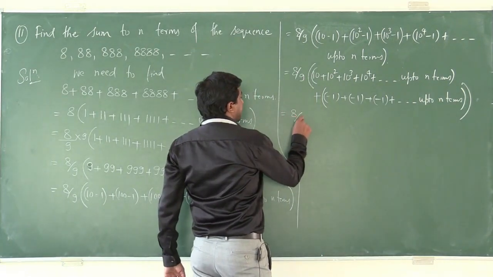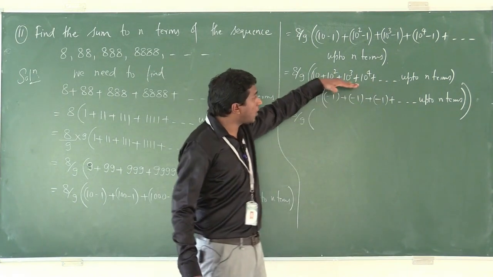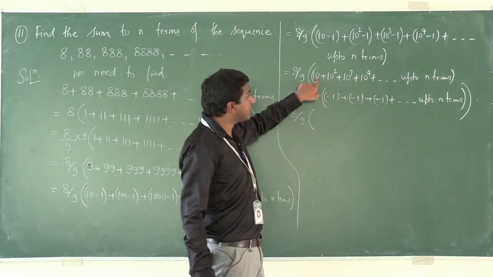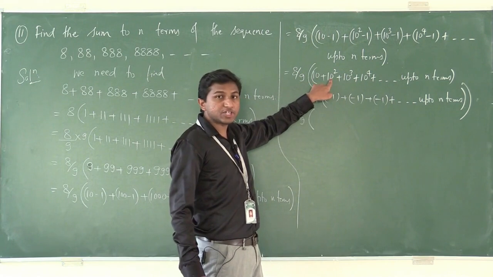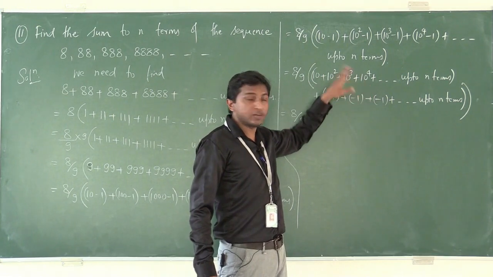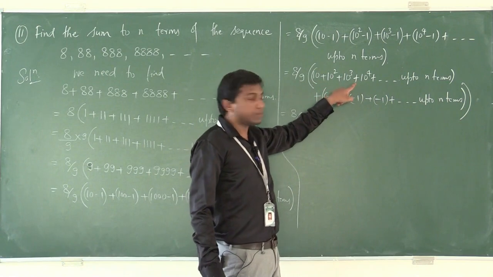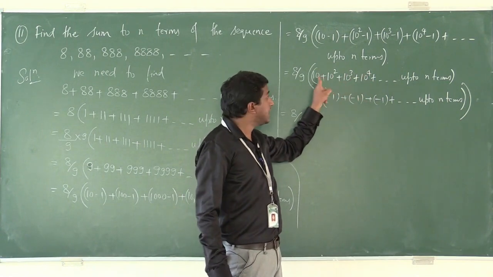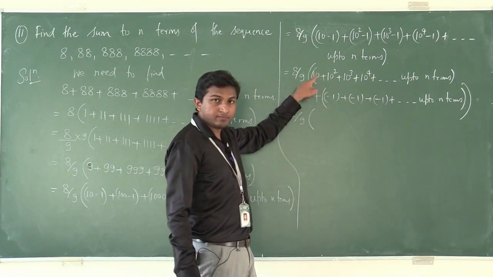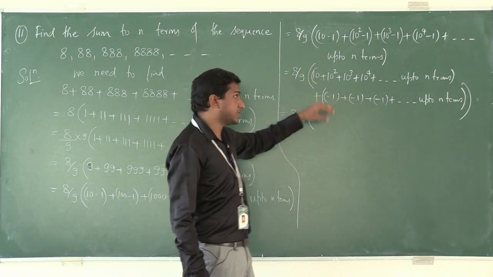Now next step, 8 by 9 as it is. Look at this series. What kind of a series is this? This is a geometric series with first term 10, common ratio also equal to 10, right? So we have a geometric series, 10 plus 10 square plus 10 cube plus 10 power 4 plus so on. What is the first term of this geometric series? 10. What is the common ratio? That is also equal to 10.